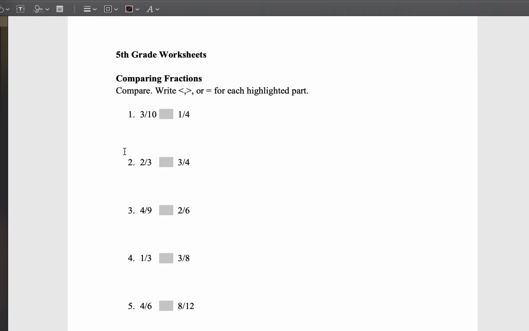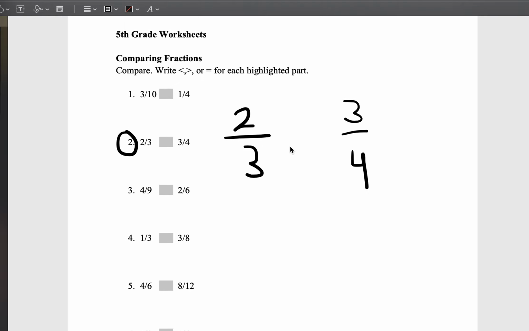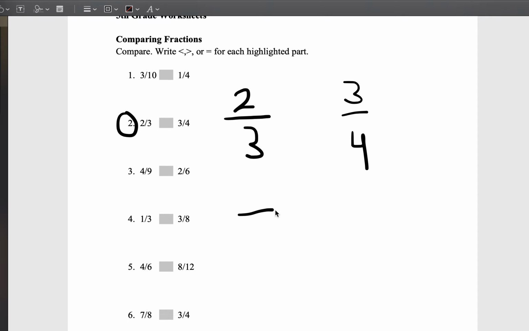So let's try number 2. It says compare and write less than, greater than, or equal to for each highlighted part. So 2 over 3 and 3 over 4. In order to compare fractions, you need to have the same denominator. And if you want the same denominator, all you have to do is find a common multiple for both of them. So for 3 and 4, I know that the common multiple will be 12 because there's nothing else that can be a common multiple.